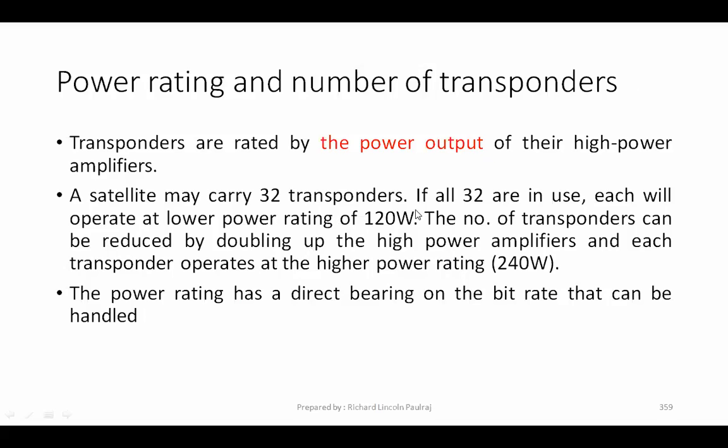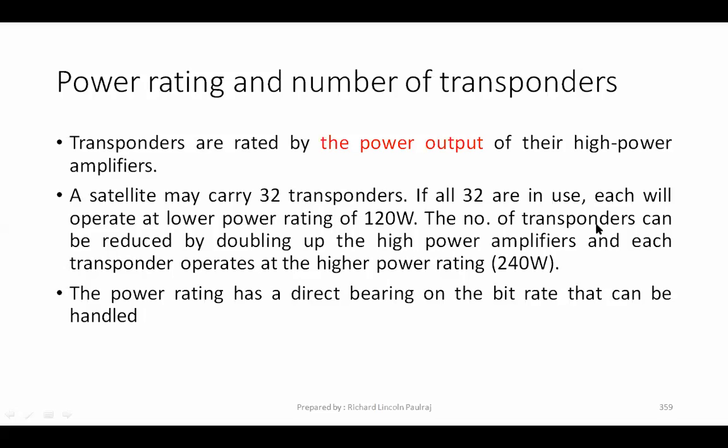Now, we have seen this in our previous discussions, where we used a transponder selection from the multiplexers and demultiplexers. If all 32 are in use, each will operate at a low power rating of 120 watts. So 120 into 32, you can do the math. That is the amount of power that is required to operate these transponders.